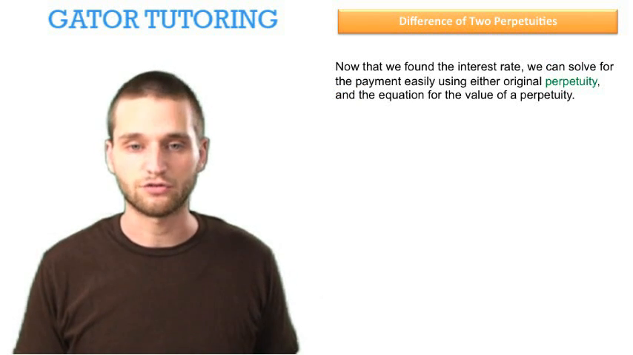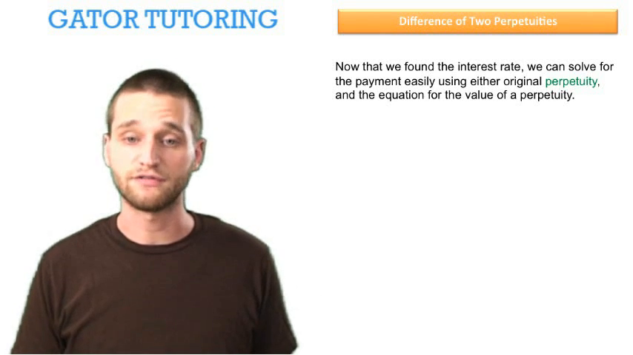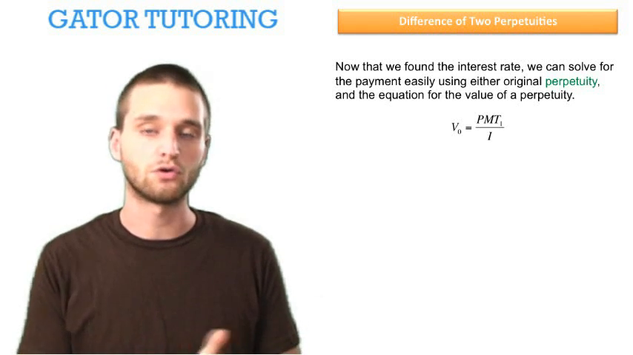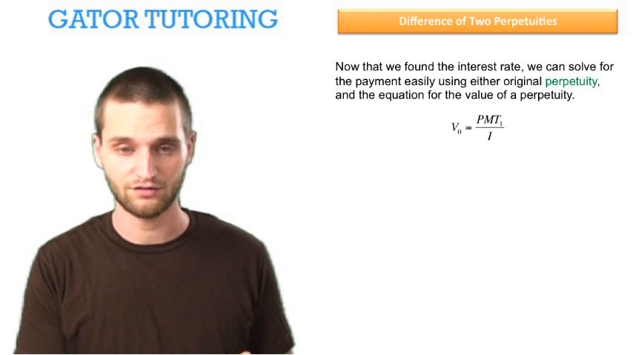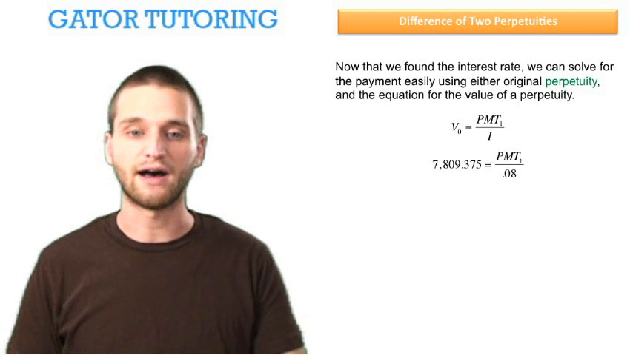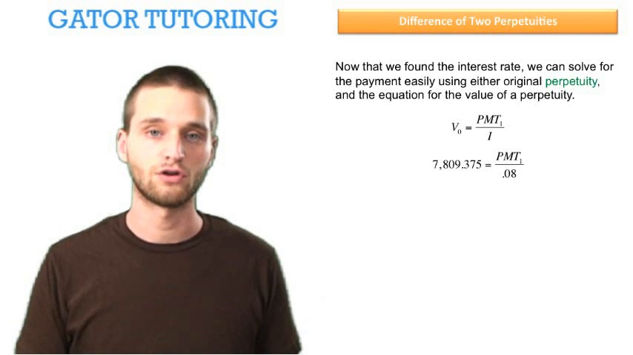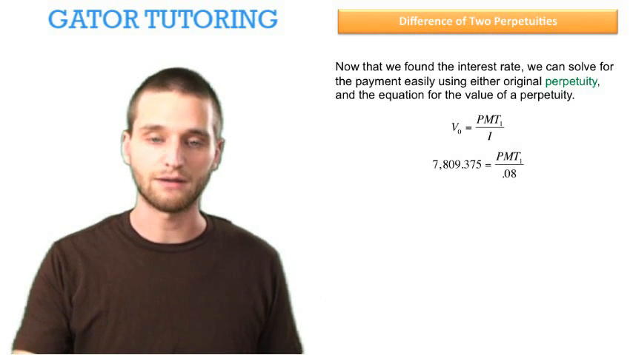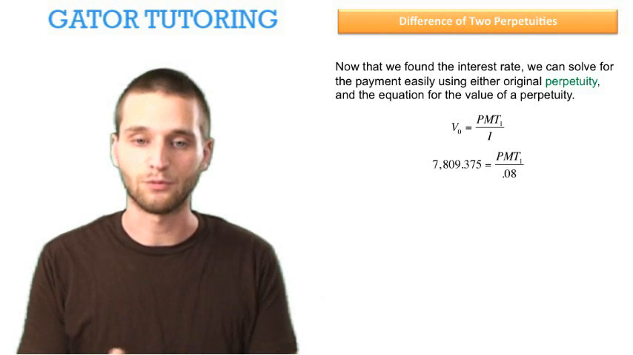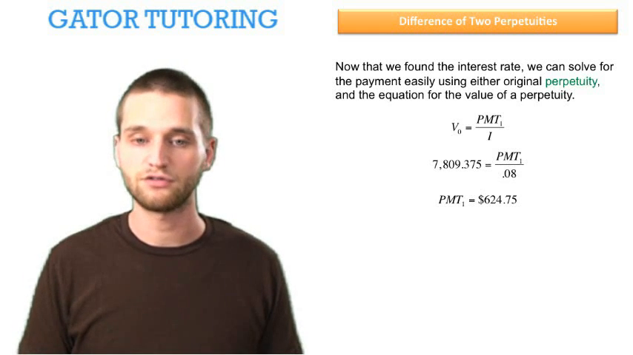Now that we have found the interest rate, we can solve for the payment easily using either original perpetuity and the equation for the value of a perpetuity. So again, the value of a perpetuity in year 0, or just the year before the first payment begins, is equal to that payment amount divided by the interest rate. And so we know that the value of either perpetuity the year before the first payment begins is $7,809. So we set that equal to the payment divided by the interest rate, which we just found to be 8%. Again, here we have to enter the interest rate as a decimal, 0.08. And we can just solve for payment, and we see that the payment is $624.75.